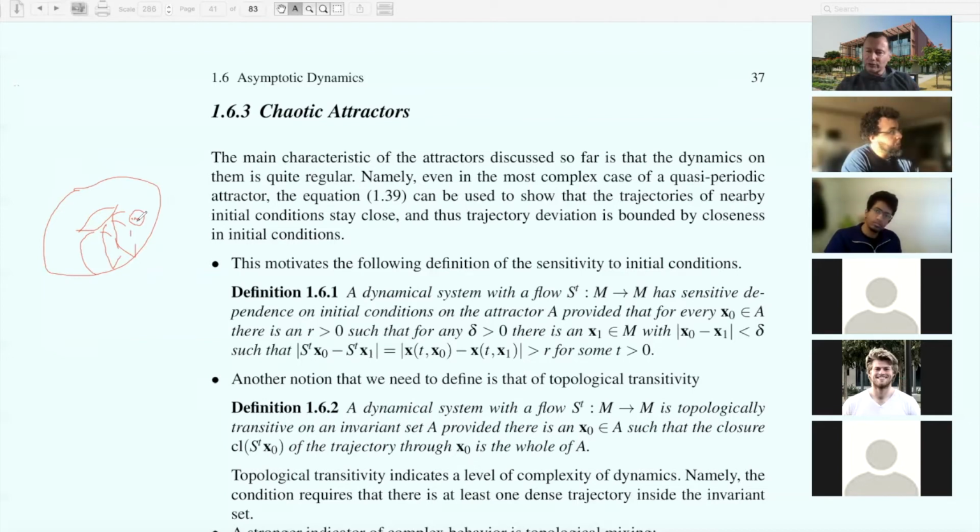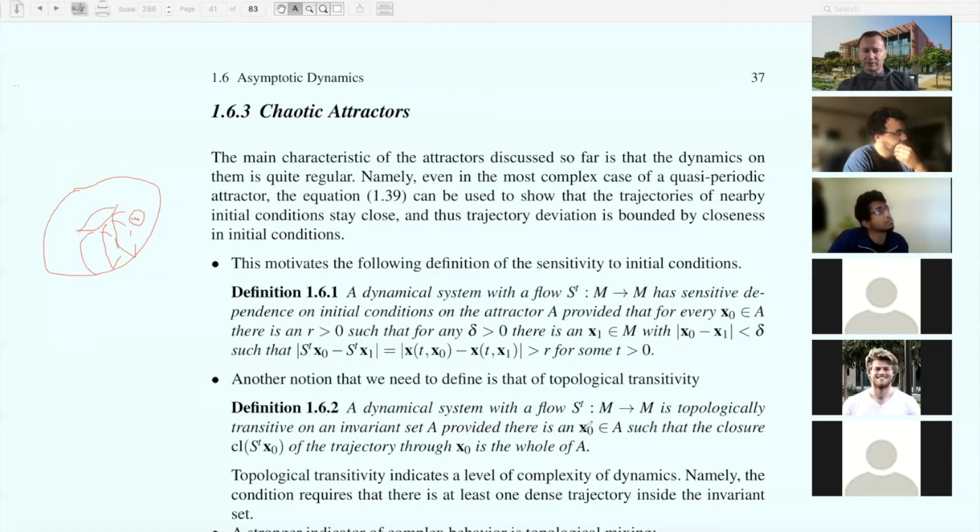So the closure of the trajectory is the whole torus. So this definition of topological transitivity asks for a single trajectory starting from some x0, whose closure is the whole object A. How is that connected with the previous definition?